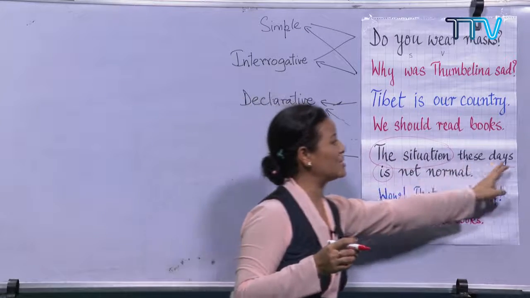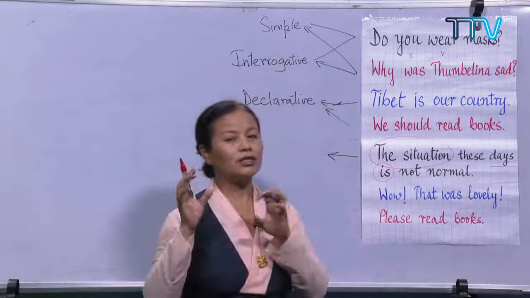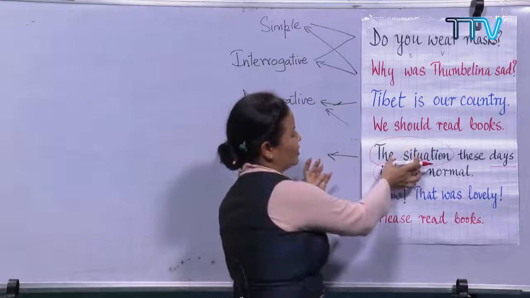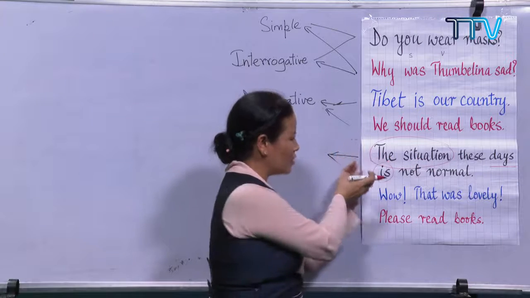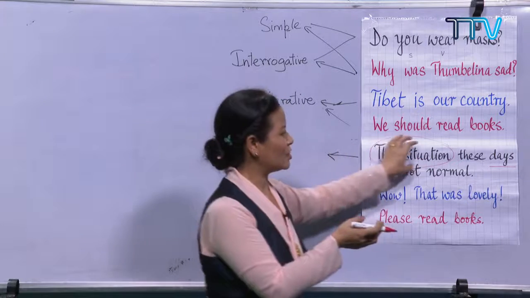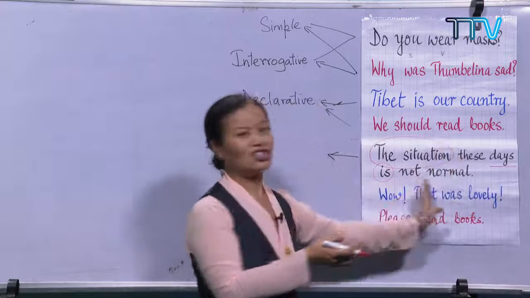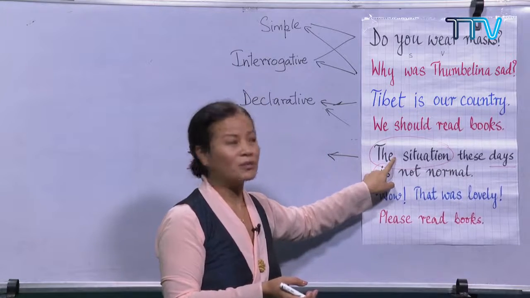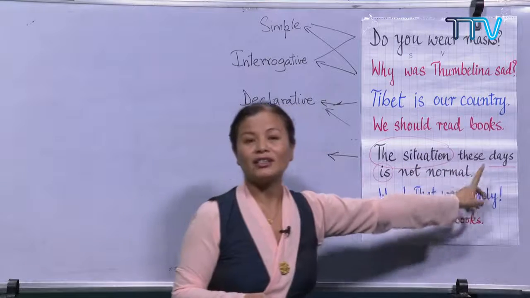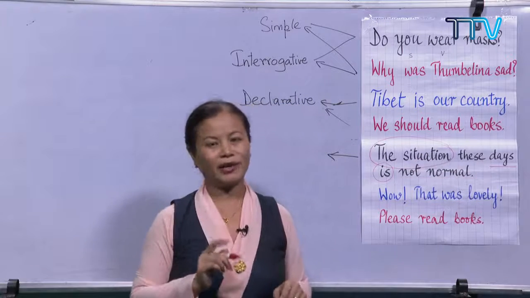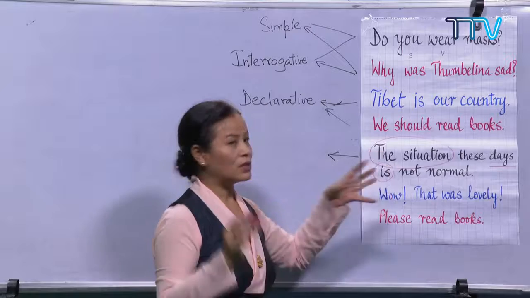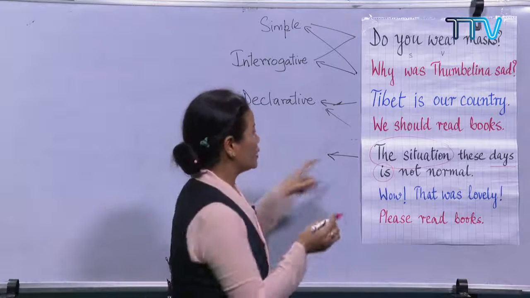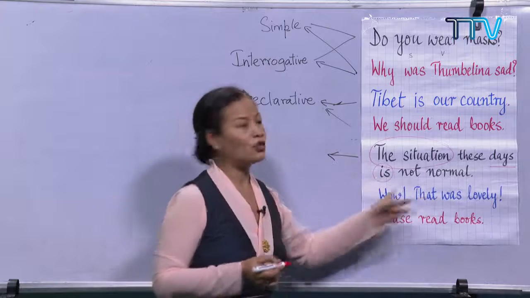The situation these days, so sometimes it's easier for students to get confused because the subject does not happen to be very close to the verb. The situation these days is not normal. So is is the verb and situation is the subject, and these days is not the subject. So please keep that in mind. Okay? I am discussing the subject-verb agreement also here because that's also very important. So, the situation these days is not normal.